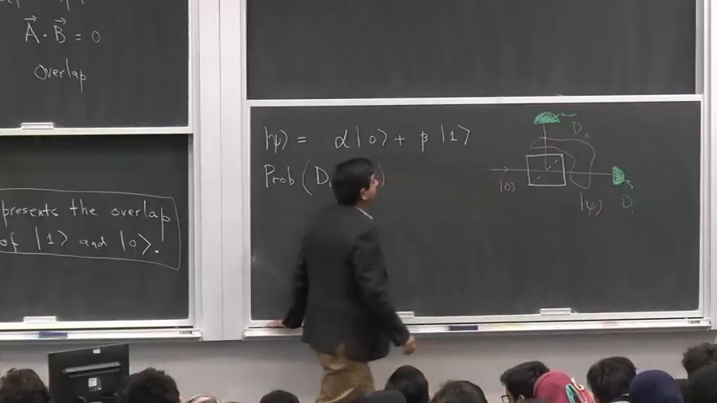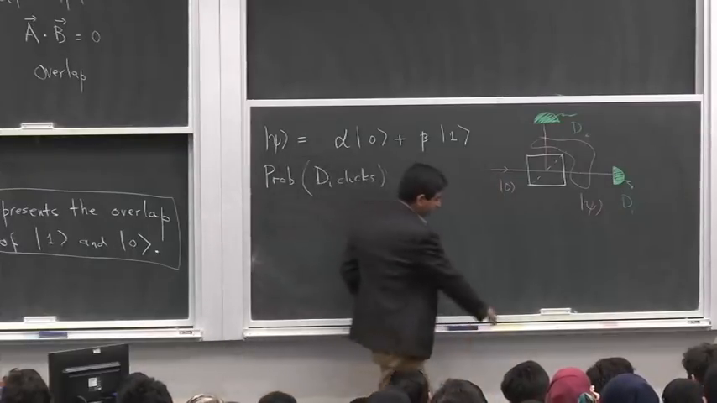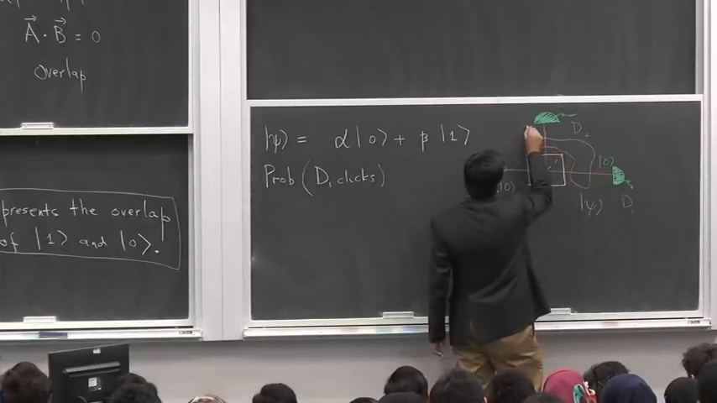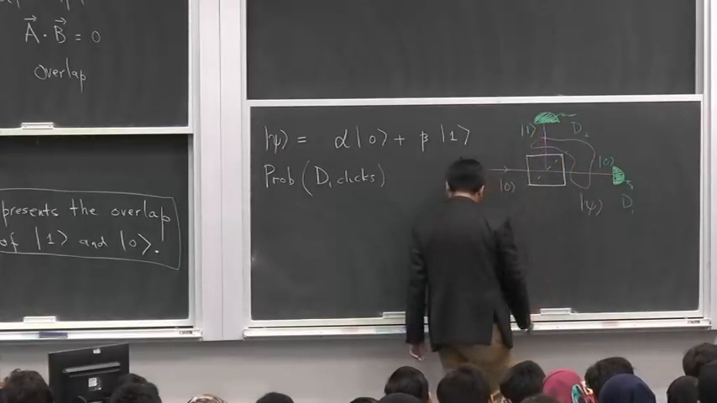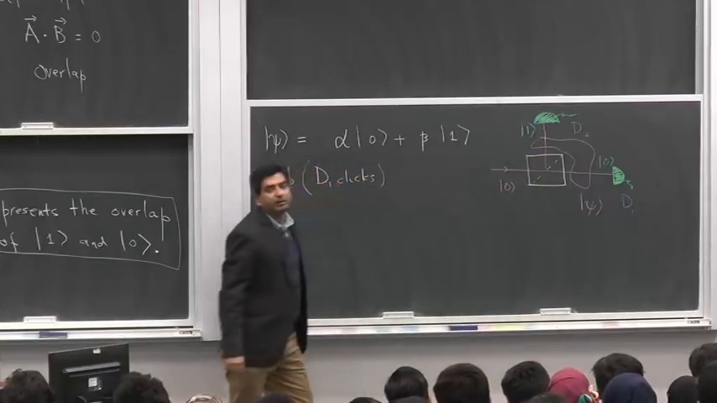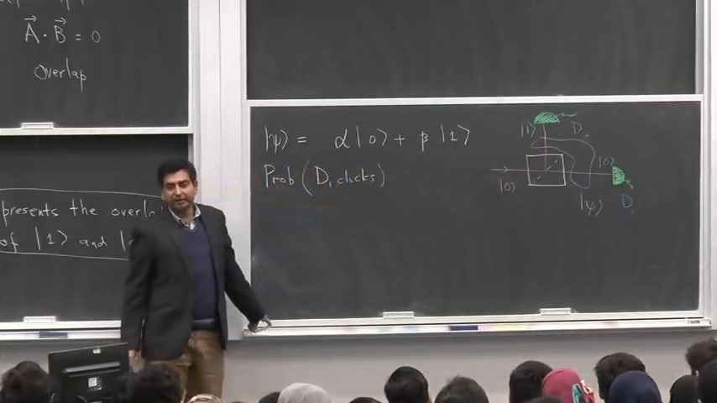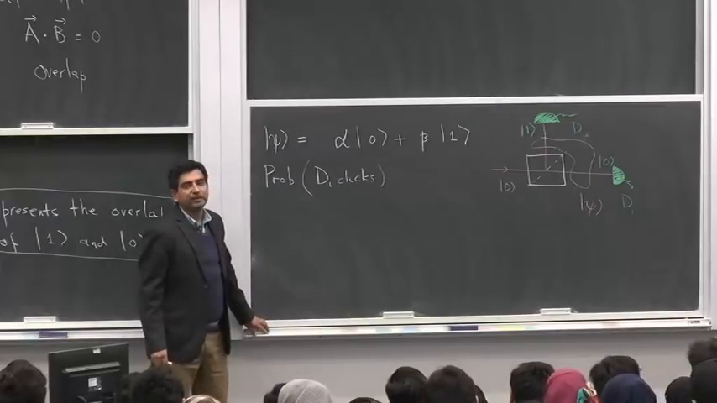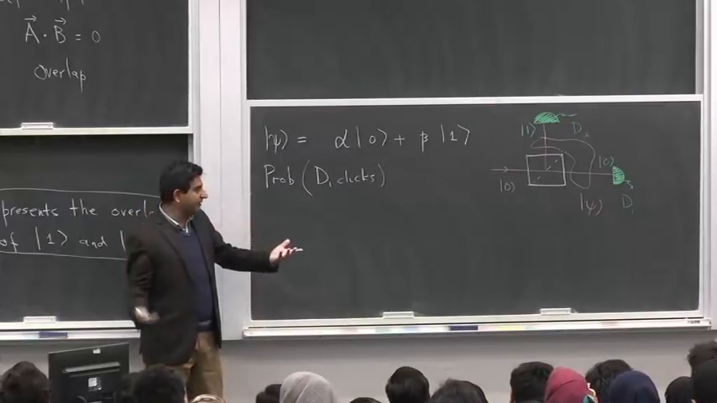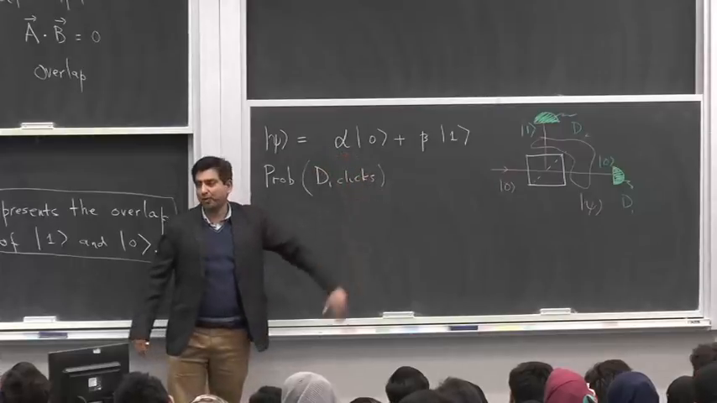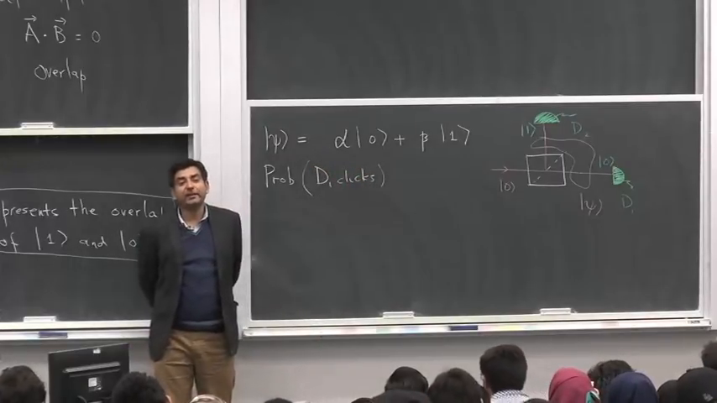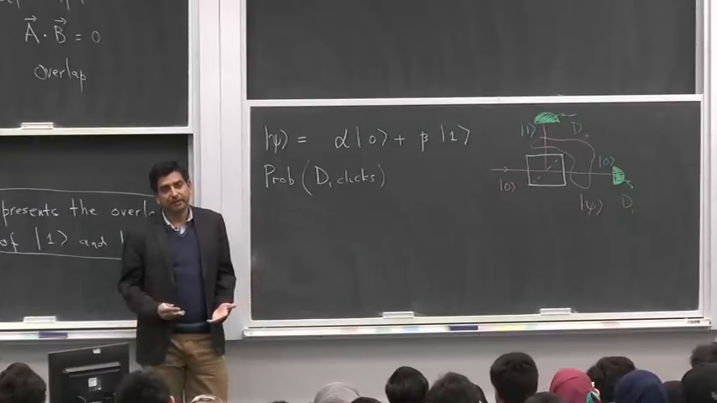And I would like to find the probability that detector D1 clicks. This path corresponds to ket 0, this path corresponds to ket 1. Now, the probability that this detector clicks, by what we've learned so far, is alpha modulus squared. Now, how can I compute that?